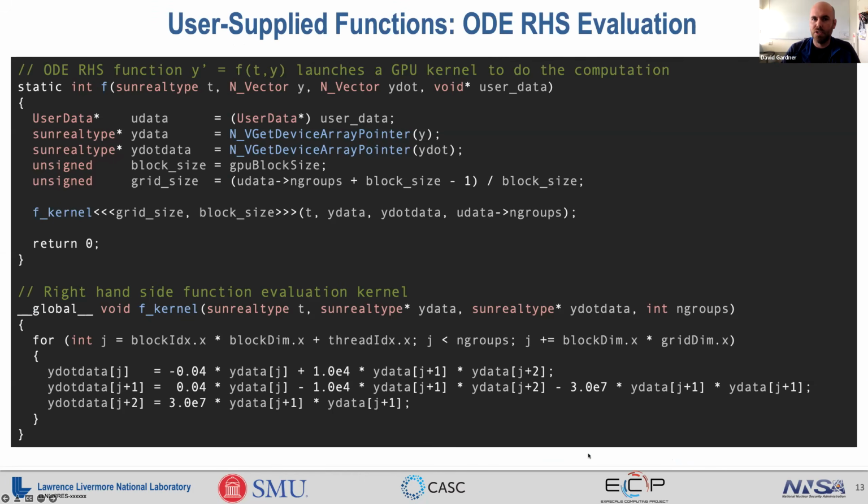So let's first start out with the user supplied functions. The user needs to supply a right-hand side function for computing y prime equals f of t, y. So this computes that f of t, y. What this user supplied callback really does is unpack a user data pointer, which is whatever user data they need to do the operation, grab the data pointers out of the input and output vectors, determine what the kernel launch parameters will be, and then call some kernel to do the work. That's this f kernel, which just loops over each of the groups, where each GPU thread is evaluating one of the groups' right-hand sides.